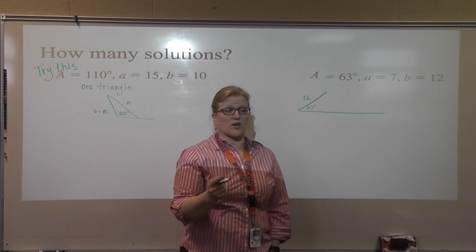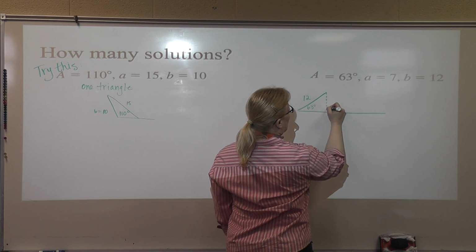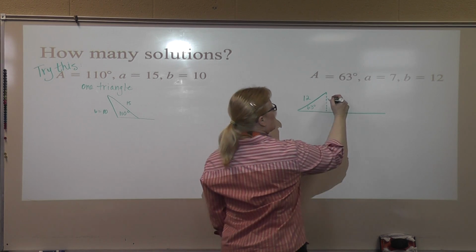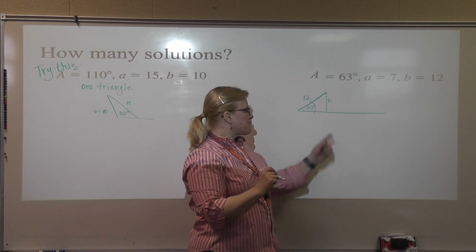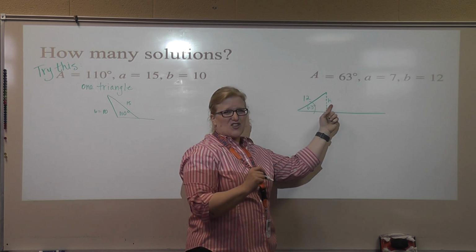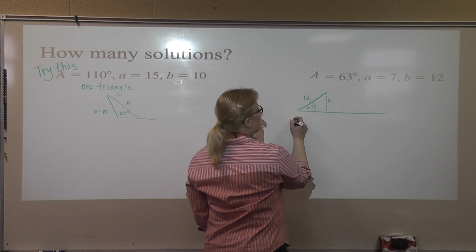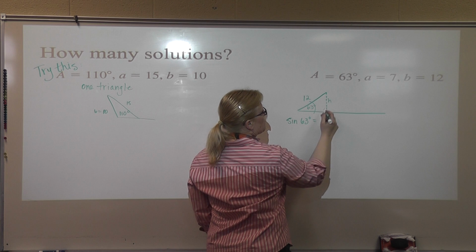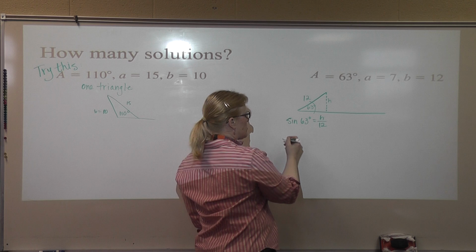Okay, so this is where the trig comes in. In order for me to figure out how many triangles I have, I've got to figure out what H is. So here's H. There's my angle, and it's the opposite over the hypotenuse. Sorry, I know that H looks like hypotenuse. It stands for height. Maybe I should use an X instead. But this is the sine of 63 degrees is my height over my hypotenuse.